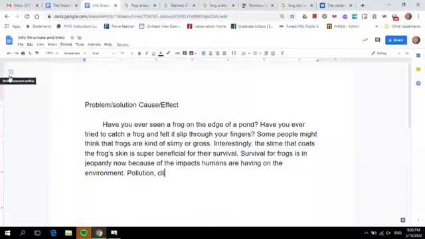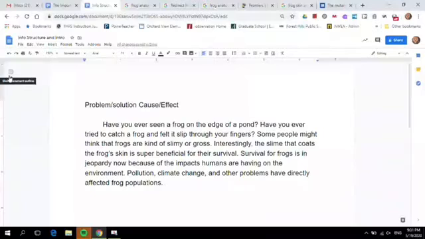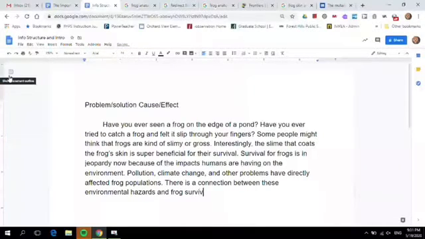Pollution, climate change, and other problems have directly affected frog populations. There is a connection between these environmental problems, I'll say hazards because I used problems already. These environmental hazards and frog survival.